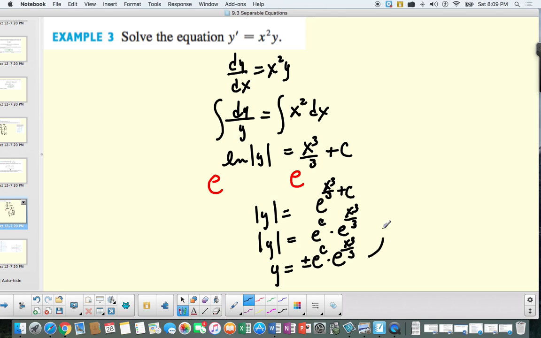And sometimes what we do is we say, well, this is a constant. Whether it's plus or minus, it's a constant. And sometimes we just say y equals some constant c times e to the x cubed over 3. So that's the solution. Now it's a solution if I can take its derivative, and it'll be equal to this.